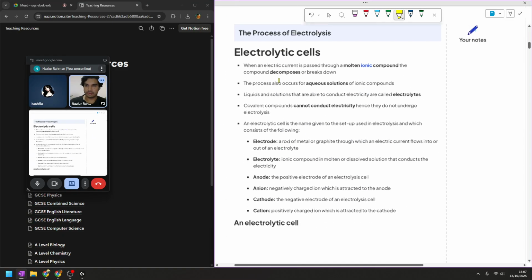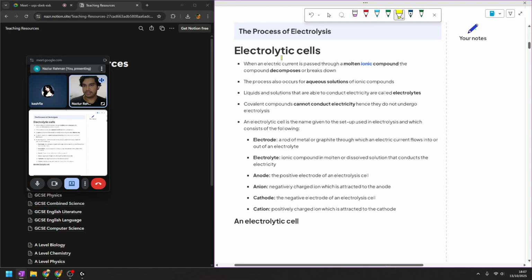All right, so the process of electrolysis. When an electric current is passed through molten ionic compounds, the compound decomposes or breaks down. This process also occurs for aqueous solutions of ionic compounds. So if you mix the ionic compound into water, this process also occurs. Liquids and solutions that are able to conduct electricity are called electrolytes.